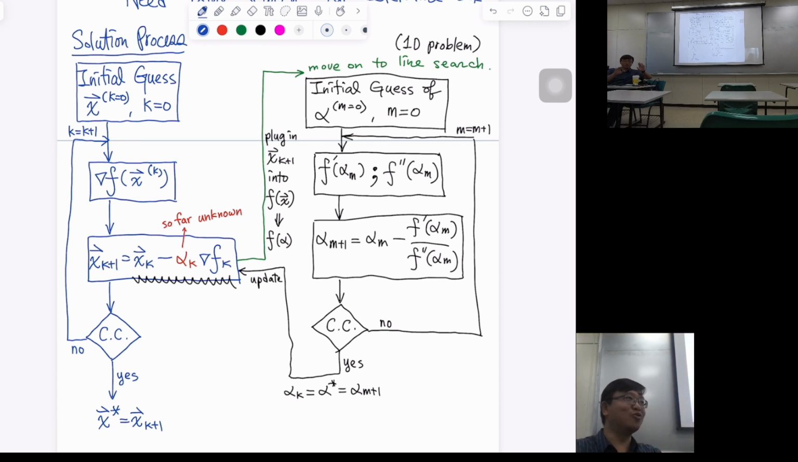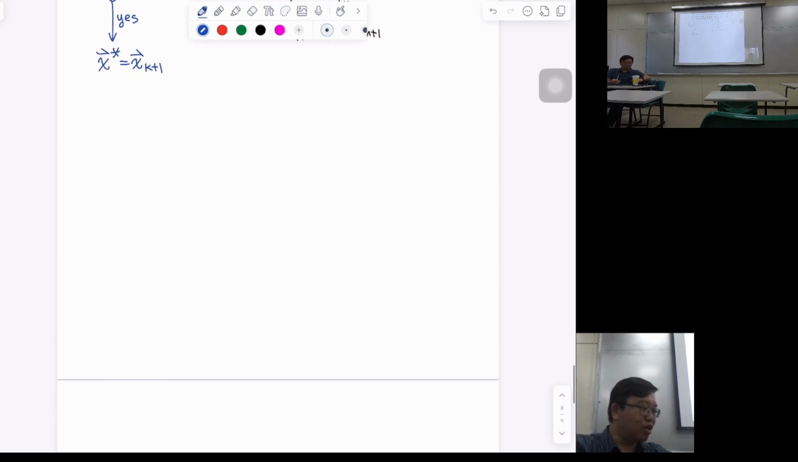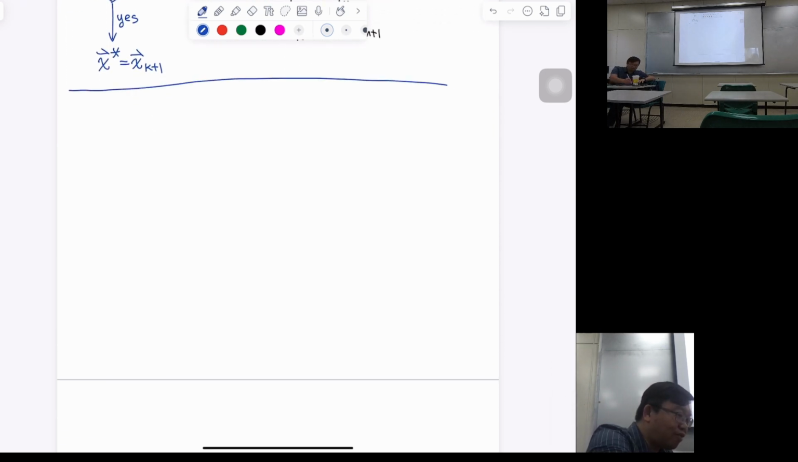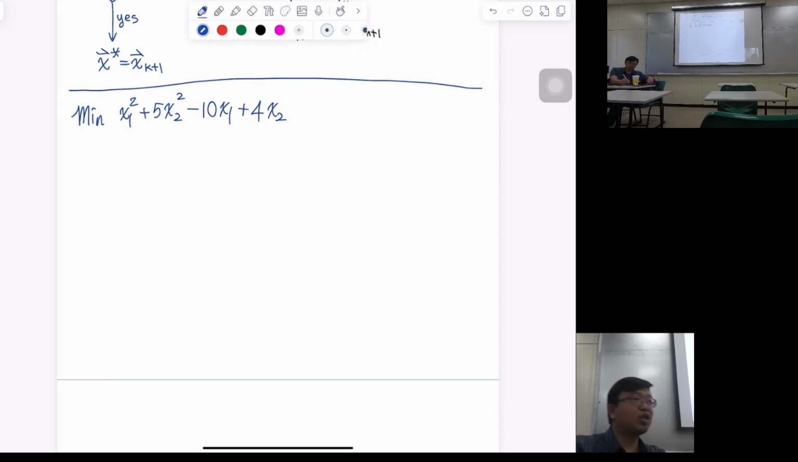So I will show you line by line, just by solving a true problem, okay? So keep this in mind. There's a procedure like this. I will show you the notes later on, but let's go through the procedure again by truly solving a problem. So let's say we minimize x1 squared plus 5x2 squared minus 10 x1 plus 4x2, something like this. Okay.